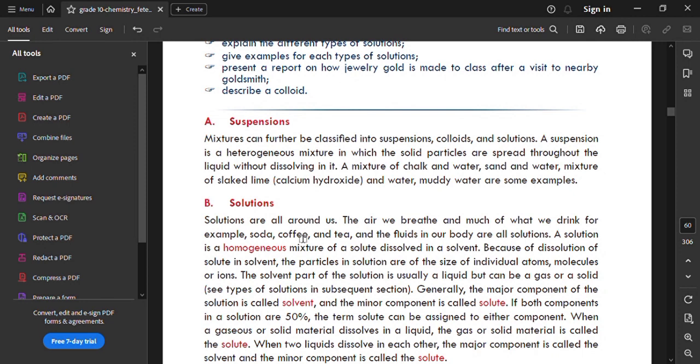Solutions are all around us. That means solution is a term. Solvent and solute. So the air we breathe, much of what we drink, for example.